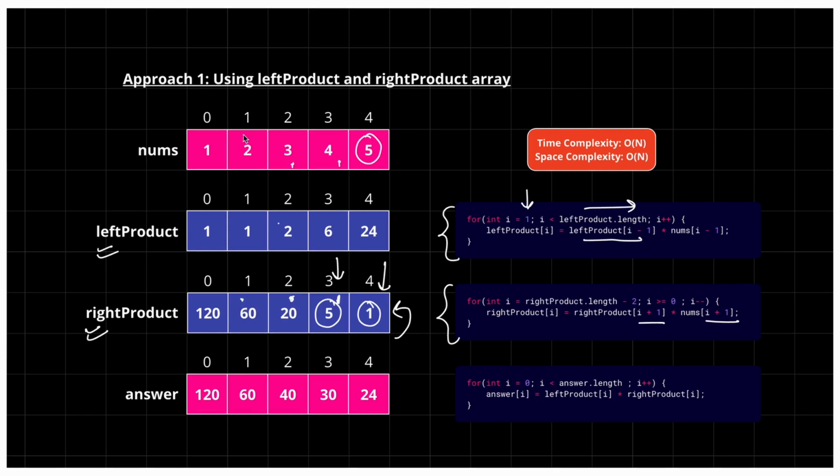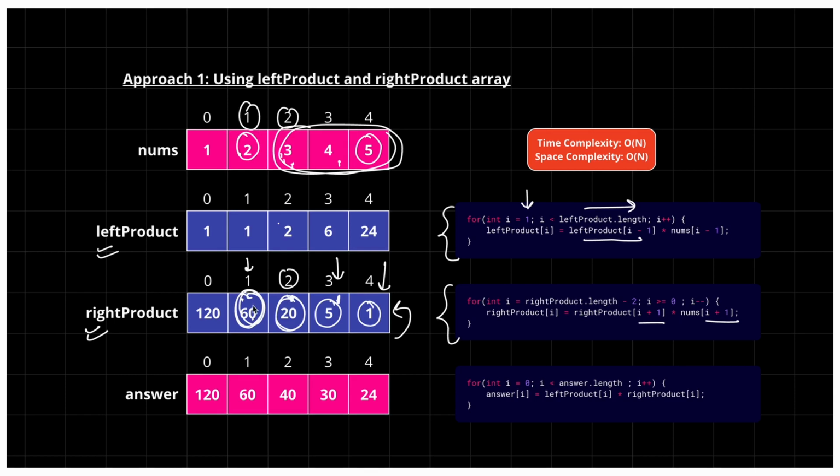So you can see that at this particular index, at index 1, what we are storing is the product of these values, right? I'm simply taking this value, which is 20, then 20 into 3. So at index 1, I am multiplying the right product at index i with nums at index i, right? 20 into 3 is 60.